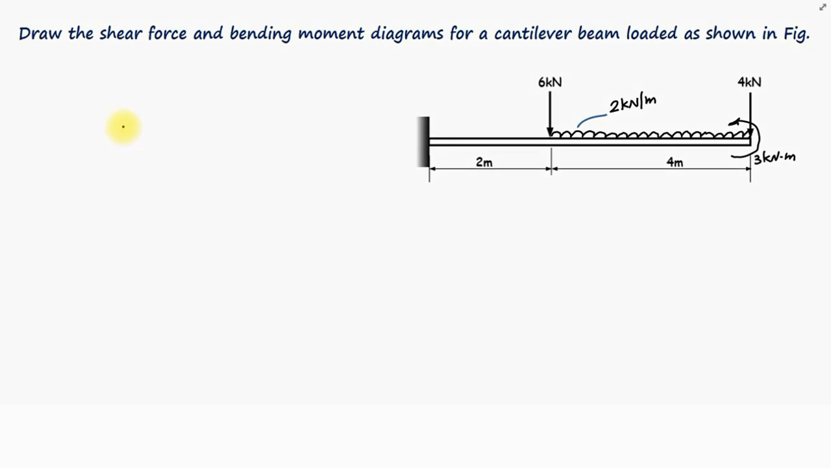Hi, welcome back. This is your homework question. Let us solve this. This is the cantilever beam which is given in the question, and this is loaded with 2 point loads, one uniformly distributed load, one moment.